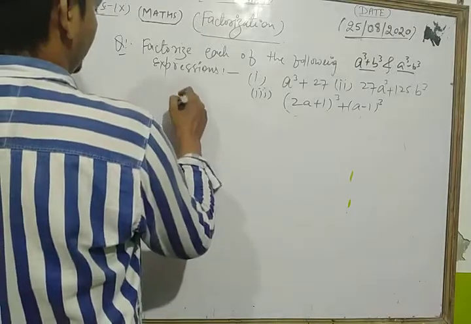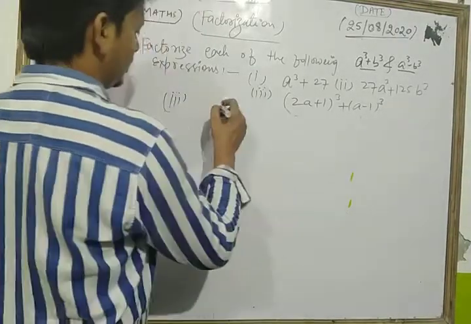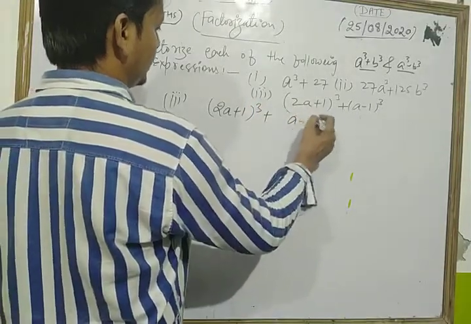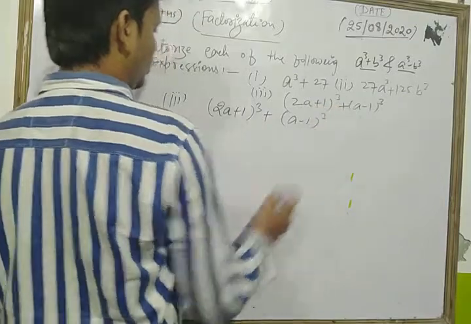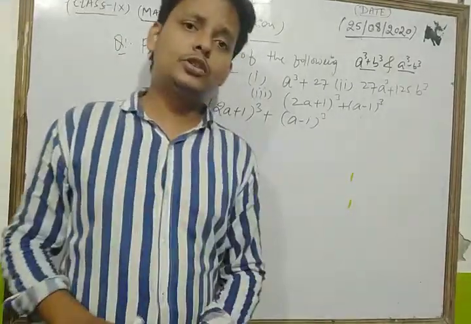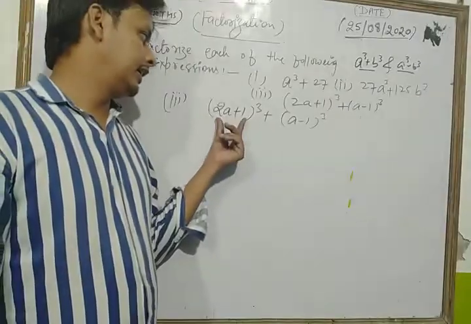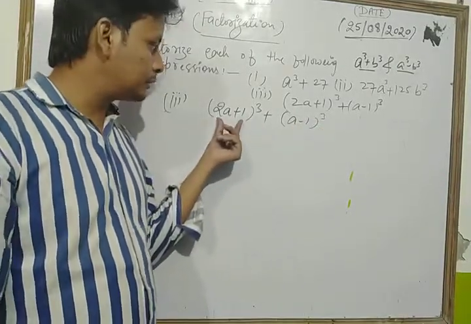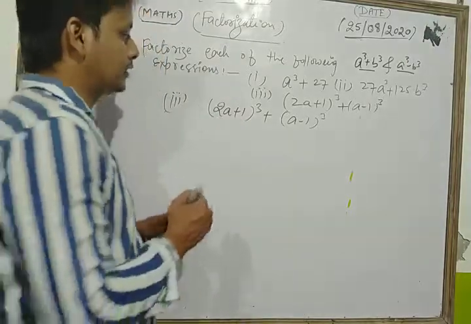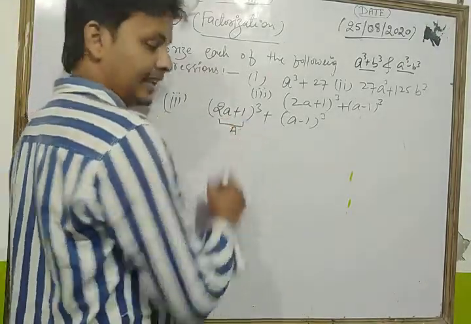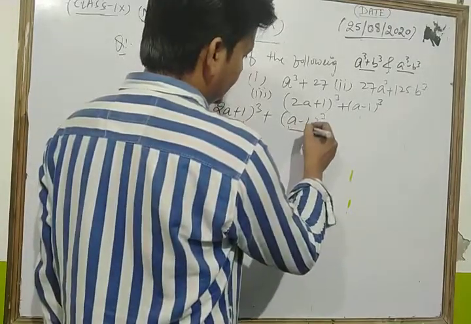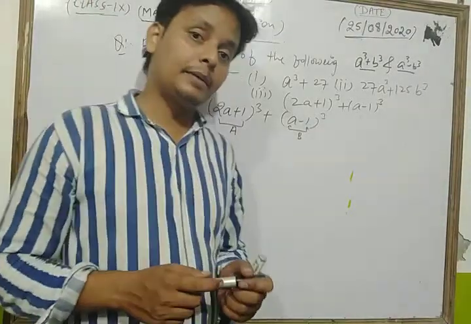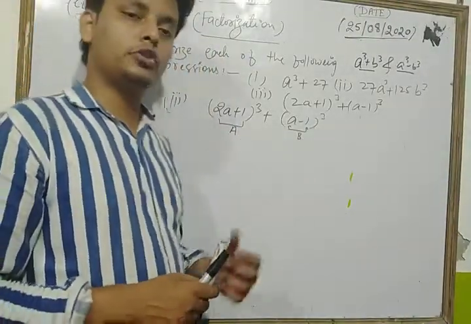We take, dear student, third part of this question, which is (2a + 1) whole cube plus (a − 1) whole cube. First let's see, here (2a + 1) whole cube and here (a − 1) whole cube. We take 2a + 1 as A, and a − 1 as B. Then here we apply the formula A cube plus B cube.